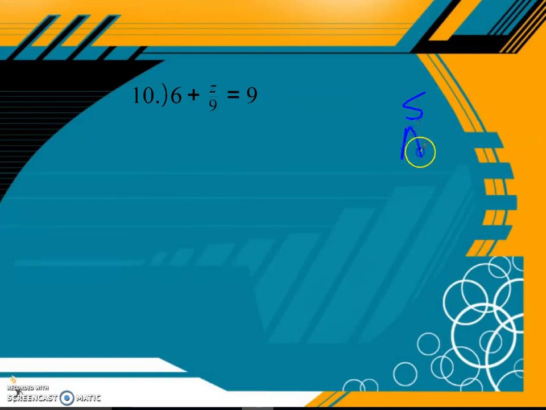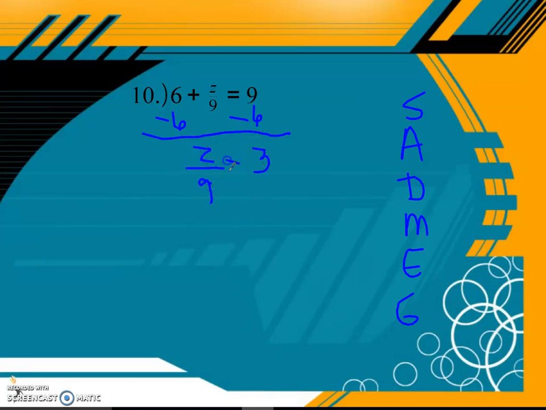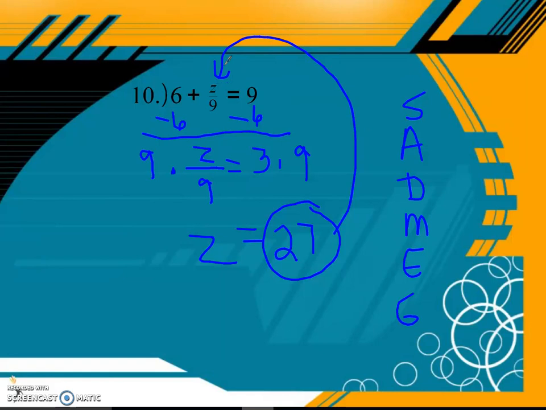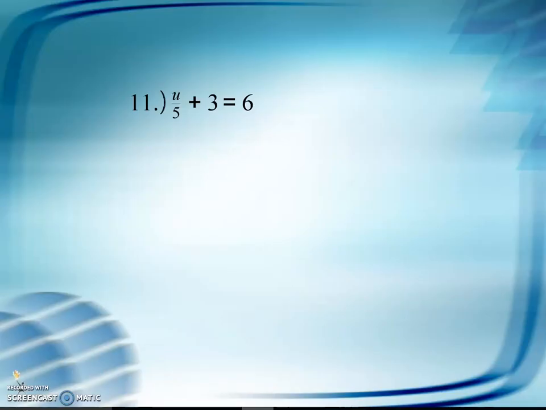Number 10, we're going to do SADMEG. So we have the opposite of plus 6 is minus 6. 9 minus 6 is 3. The z and the 9 are dividing. The opposite is multiplication. So we have z equals 27. If you want, you can go back and check. 27 divided by 9 is 3. 3 plus 6 is 9.